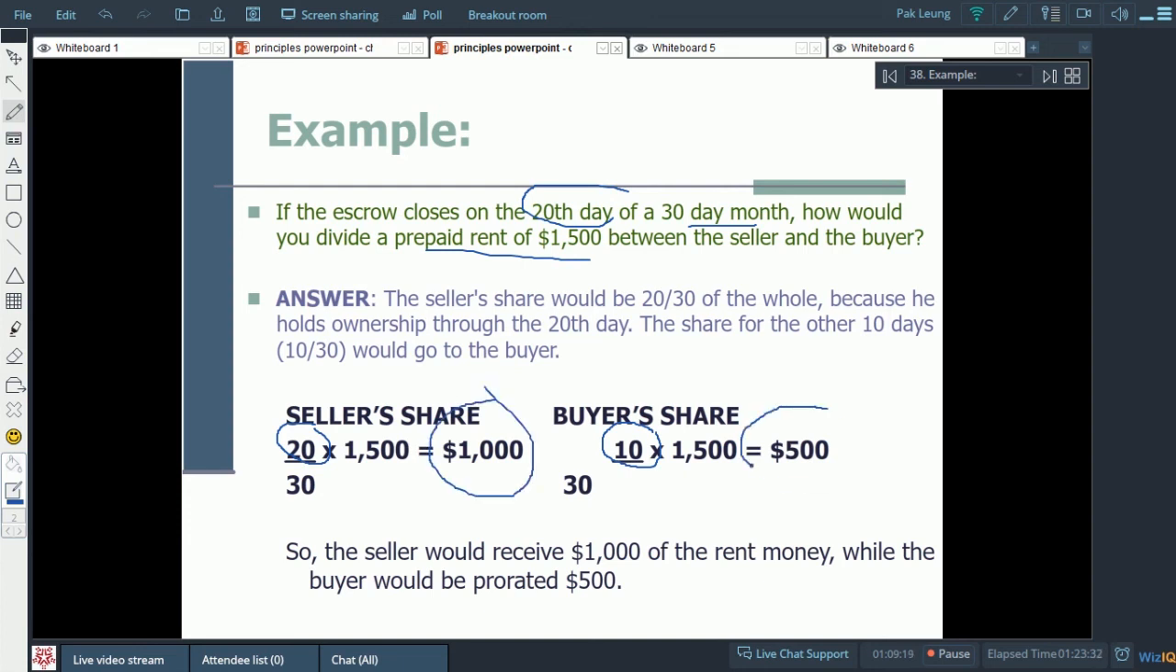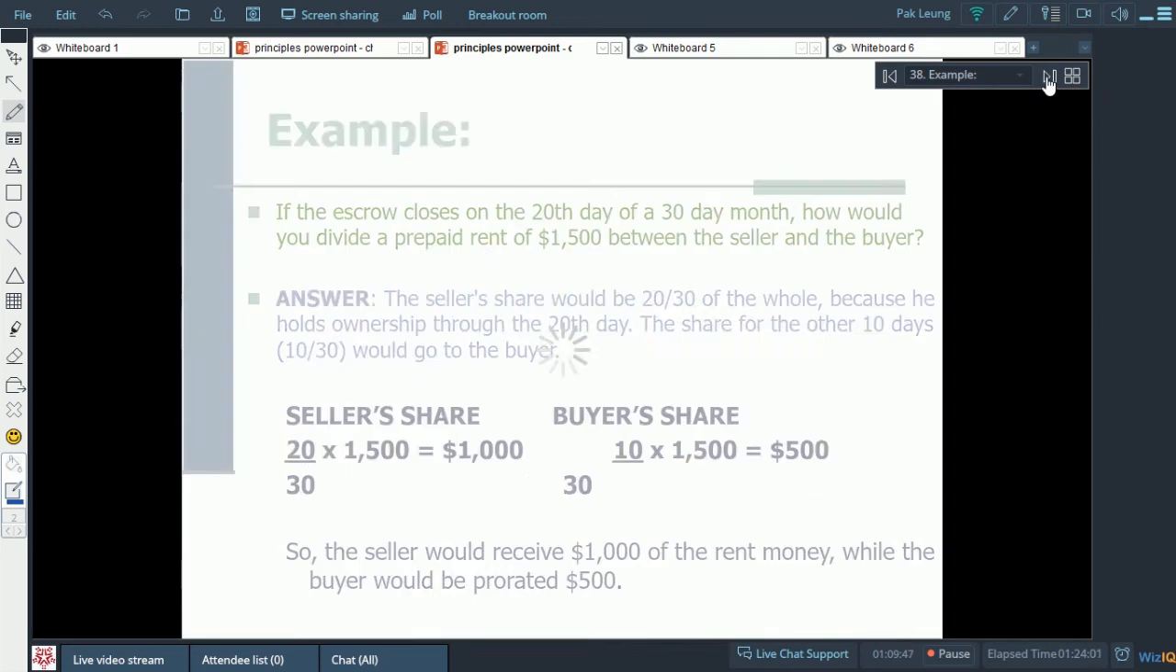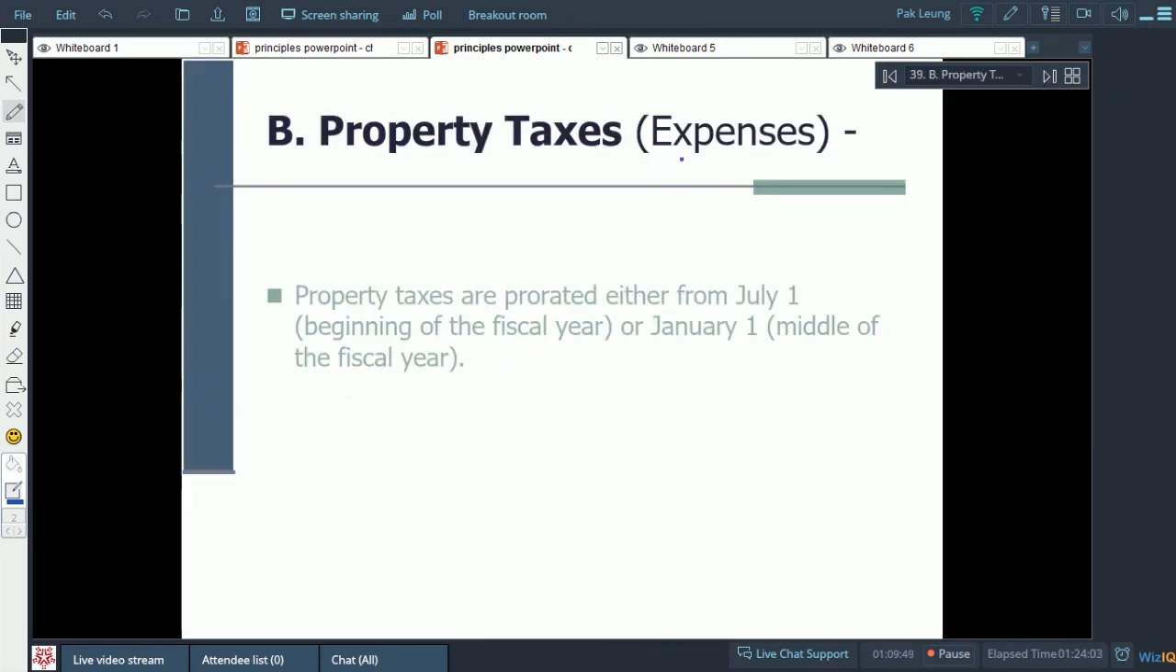Okay, so the whole 20 days is the landlord, right? The old seller. Okay, and then when he buy the house after, he has 10 days. Okay, so 20 divided by 30 times 1,500 is 1,000. 10 divided by 30 times 1,500 is 500. So the seller gets $1,000 of the rent, and the buyer gets $500. Okay, very simple. Okay, so you do that not only for rent but for the taxes.